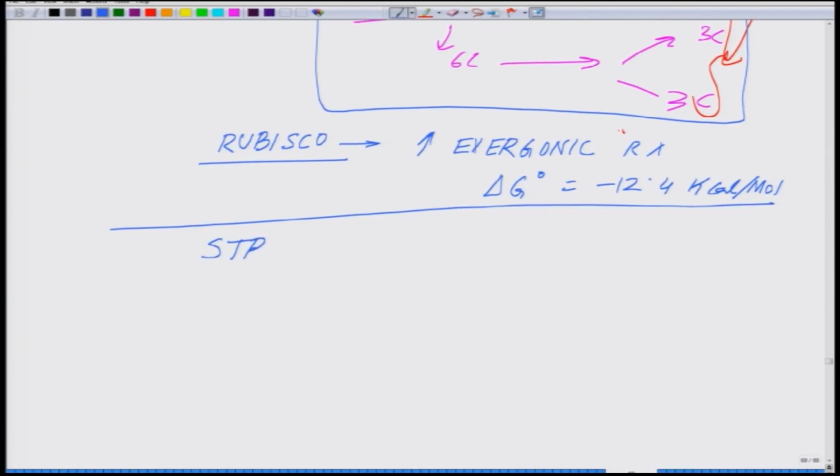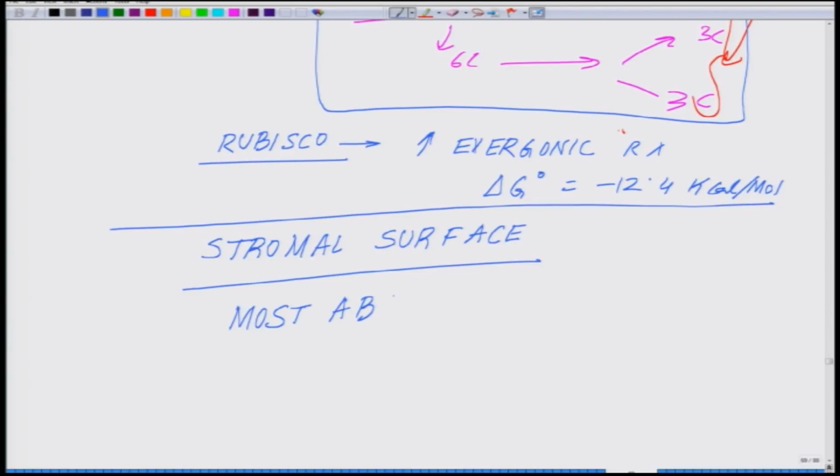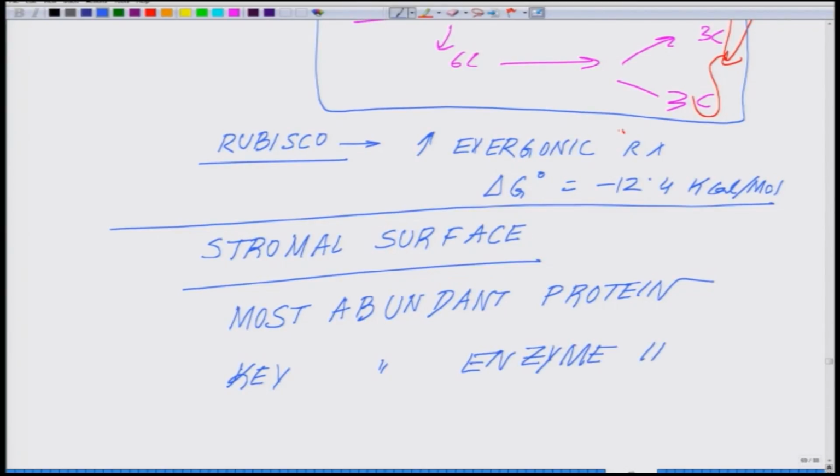And as I have already mentioned, this is one of the most abundant proteins and one of the key abundant enzymes in chloroplast.